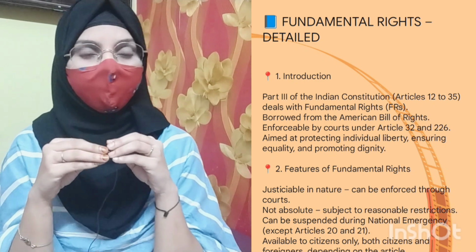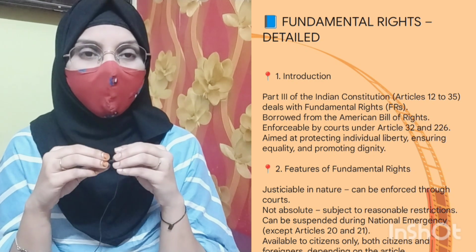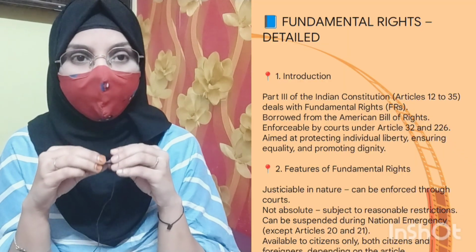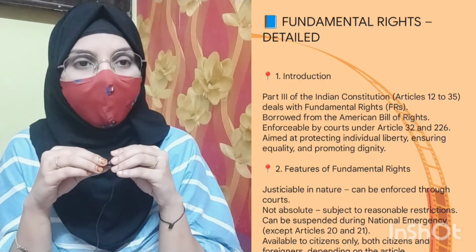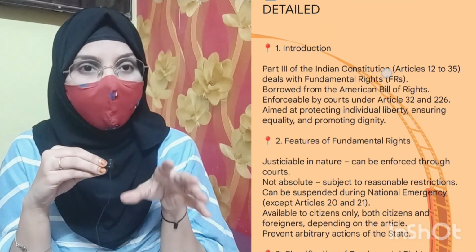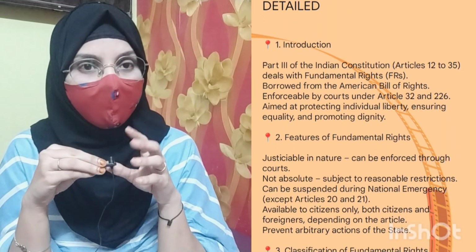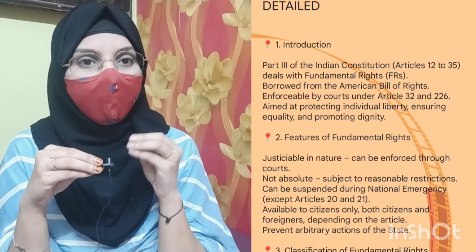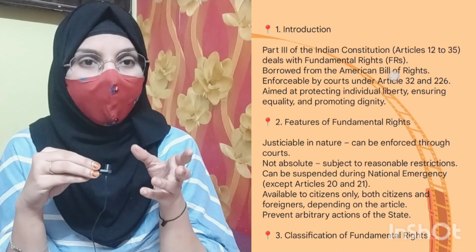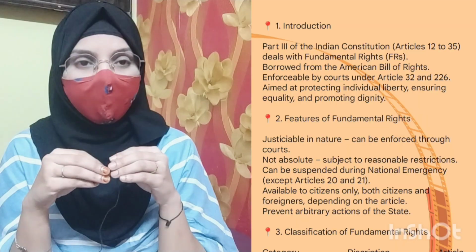So friends, I have decoded all the important points you can see on the screen. Fundamental rights are covered in Part 3 of the Constitution, from Article 12 to 35. It is inspired by the American Bill of Rights. They aim to protect the liberty, equality and dignity of individuals. These rights are justiciable, meaning you can approach courts if they are violated. They act as a limitation on the power of the state and are essential to maintain the rule of law and the democratic ethos of India.